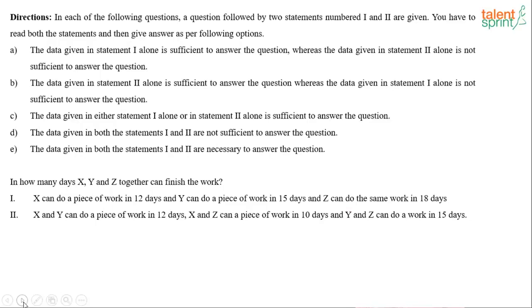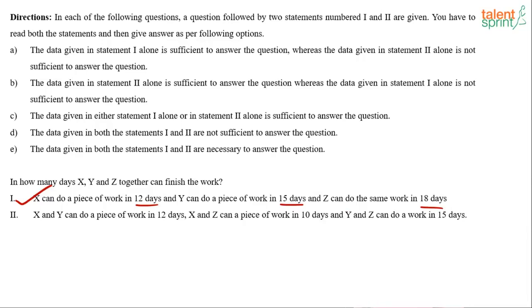Okay, here's the last one. In how many days can X, Y, and Z together finish the work? First statement: X can do a piece of work in 12 days, Y can do it in 15 days, Z can do it in 18 days. Yes, one is enough. We know the data. Full data is given, so we can get the answer.